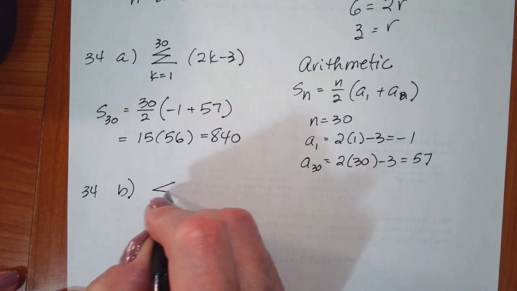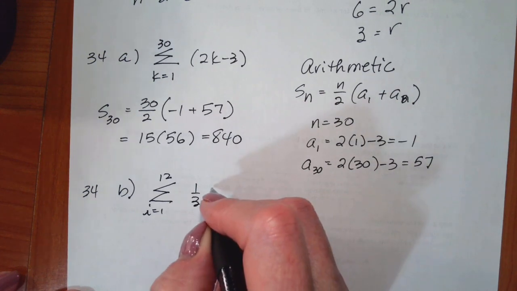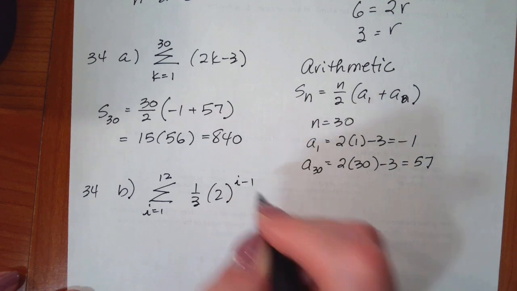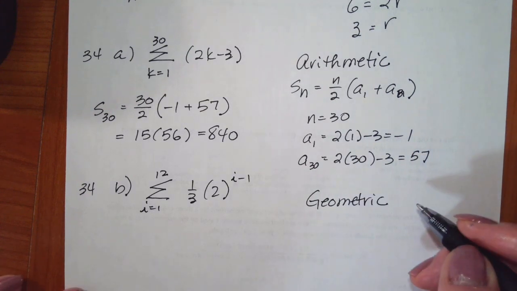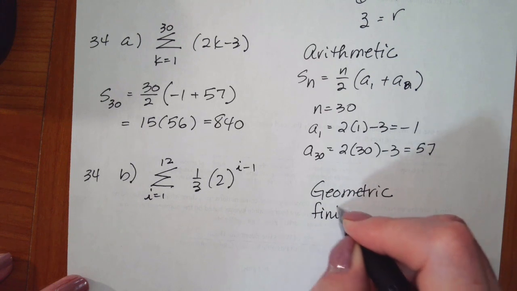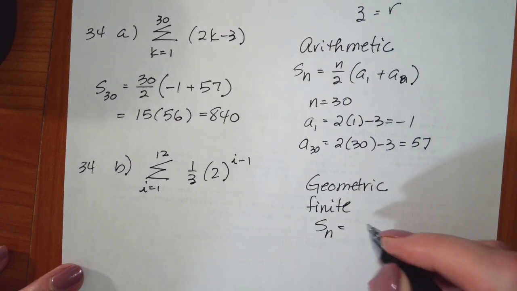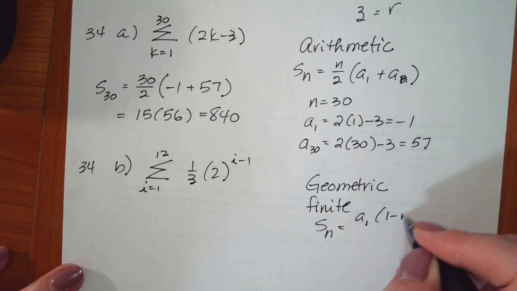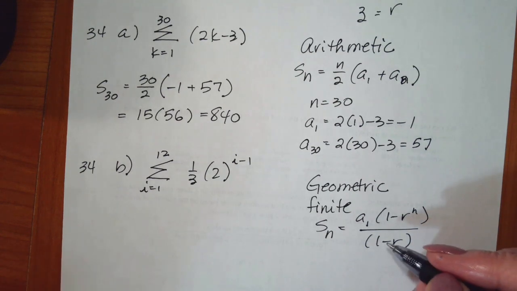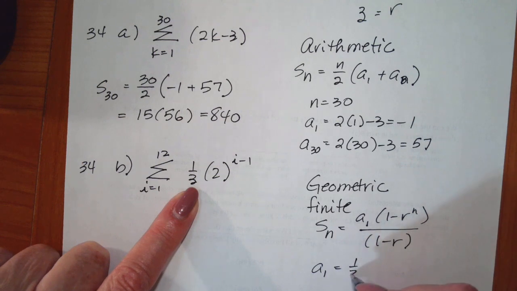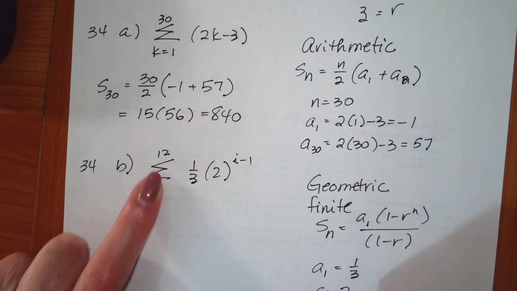Okay, 34b. I want to go from i equals 1 to 12 of 1/3 to the i minus 1. Okay, clearly this is geometric. And the sum of a finite geometric series, s sub n, is equal to a sub 1 times 1 minus r to the n divided by 1 minus r. Okay. Well, this is my a sub 1. A sub 1 is 1/3. My common multiplier is 2, and the number of terms is 12.